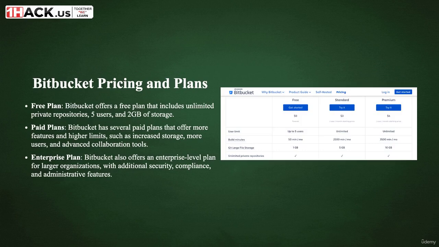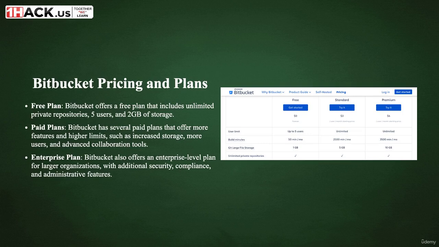Bitbucket offers a range of pricing plans to suit the needs of different users and organizations. Let's take a look at the available options. Free plan. Bitbucket's free plan is a great option for individuals or small teams. It includes unlimited private repositories, 5 users, and 2 GB of storage, making it a cost-effective solution for those just starting out or with limited needs.